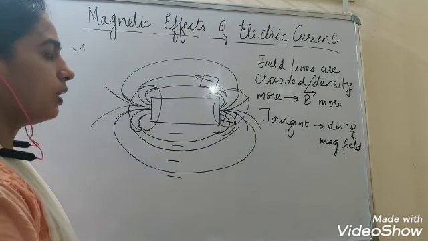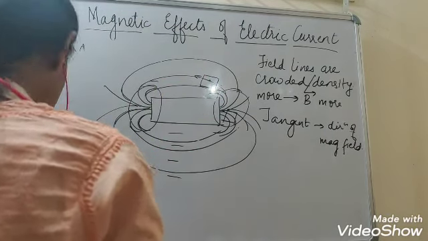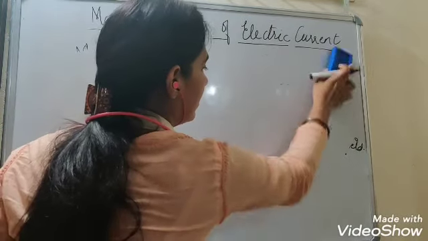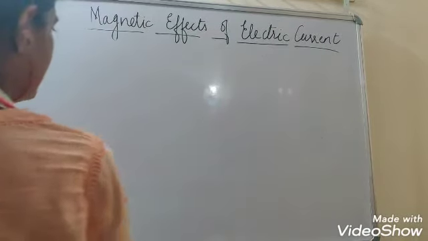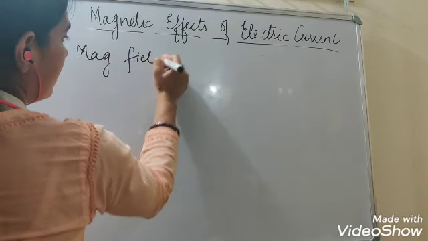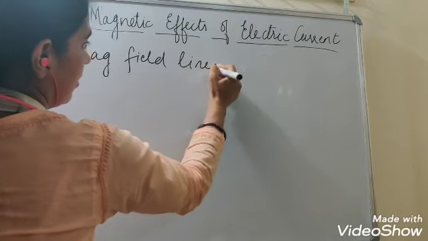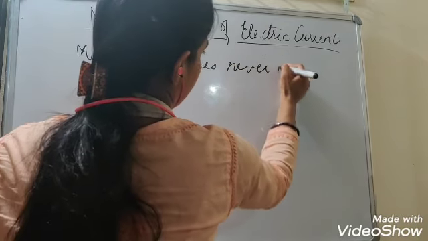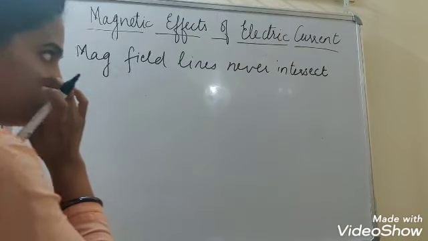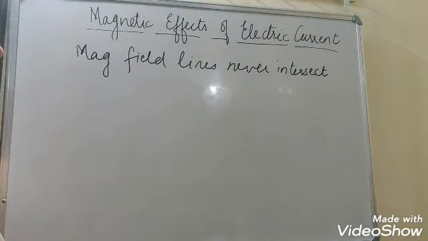Okay? One more very important property of the magnetic field lines is that magnetic field lines never intersect. The magnetic field lines never intersect. This question is asked so many times in the board, like give reasons or explain why magnetic field lines do not intersect. Why do they never intersect?